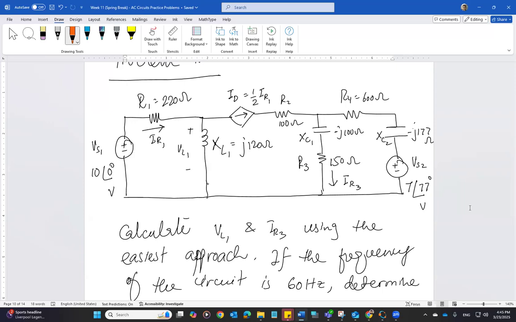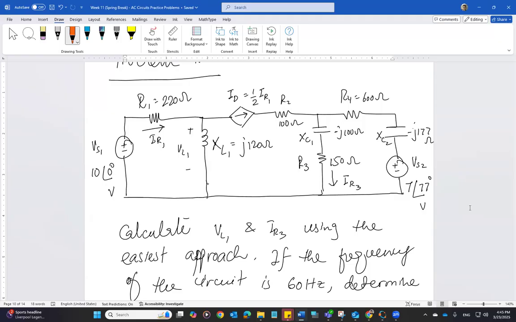Now, we have two nodes, and we can apply nodal analysis to get voltages of those two nodes. That's one way to go about this problem. The other way to go about this problem is in the middle loop, the loop current is ID. In the right loop, we don't know the loop current. In the left loop, we don't know the loop current.